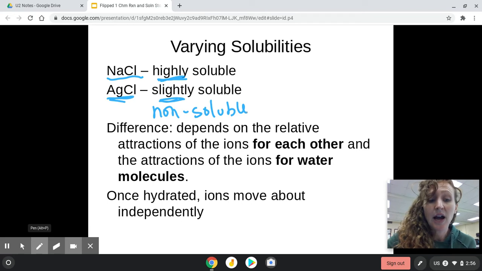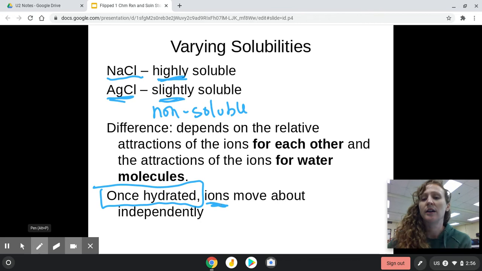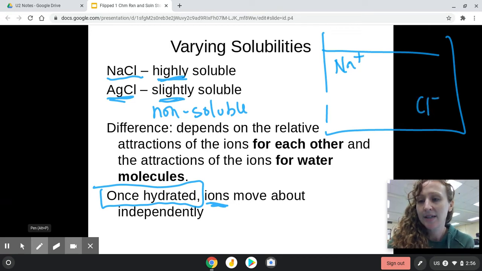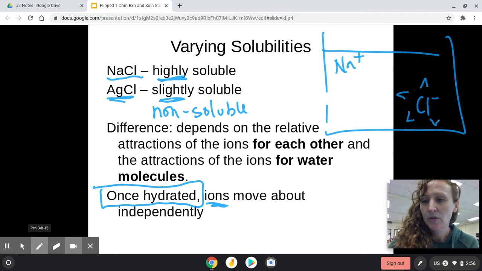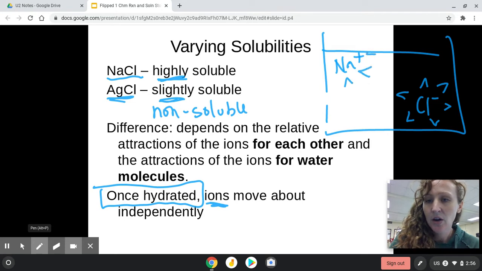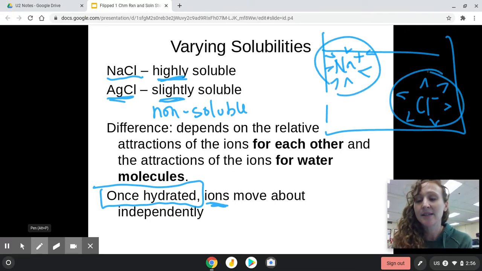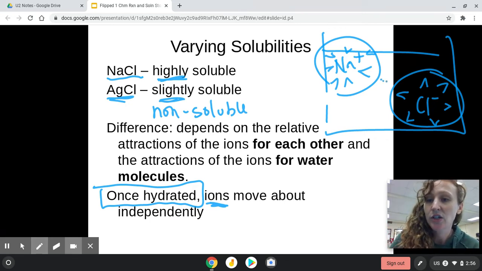Once these things are hydrated, the ions are going to move apart independently from one another. So if you put NaCl into a beaker full of water, you'll get Na+ ions and Cl- ions that are surrounded by little water molecules, right? These water molecules form a little shell around these ions. The Na+ and the Cl- are protected by water, and there's no interaction with each other anymore.